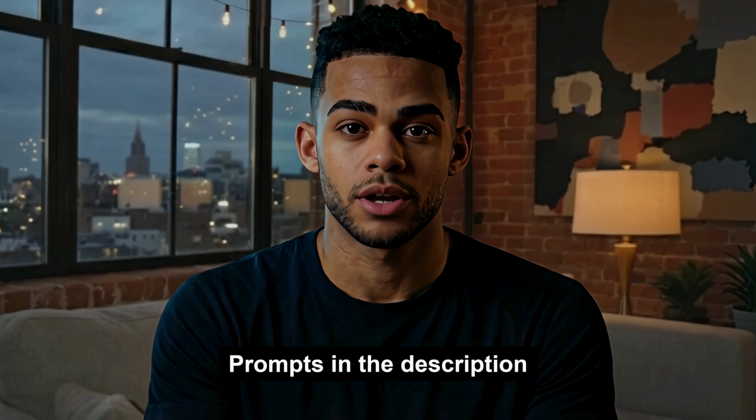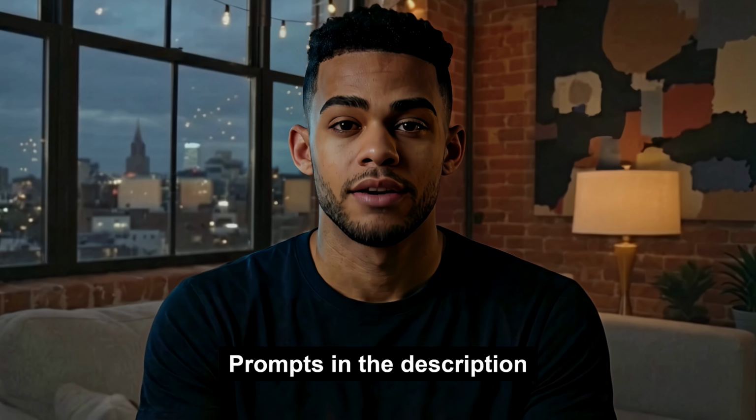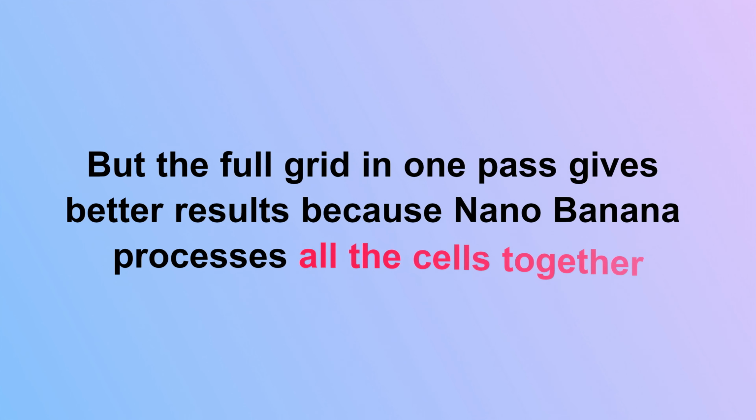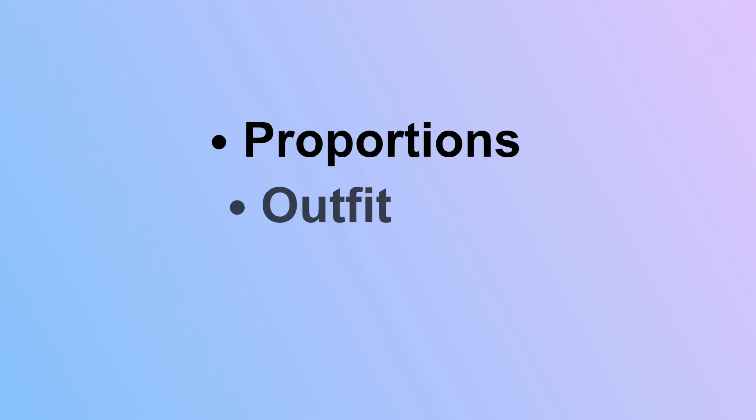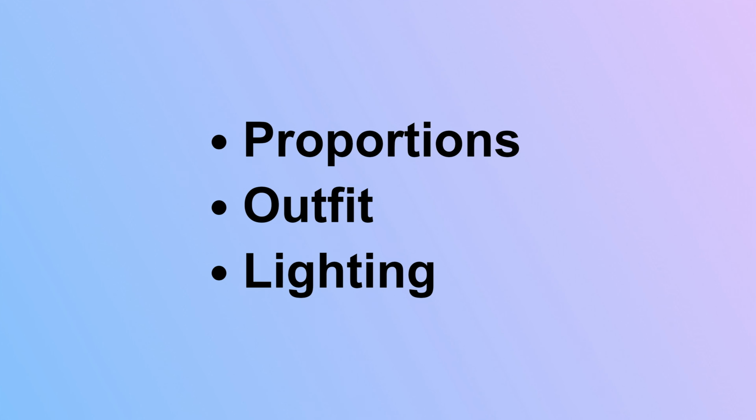All the prompts I am using are in the description of this video, so I'll let you have a look. And yes, you could use each cell description as its own separate prompt. But the full grid in one pass gives better results because Nano Banana processes all the cells together so the proportions, outfit, and lighting stay locked in across the whole grid. Now we have a complete visual library of our character.